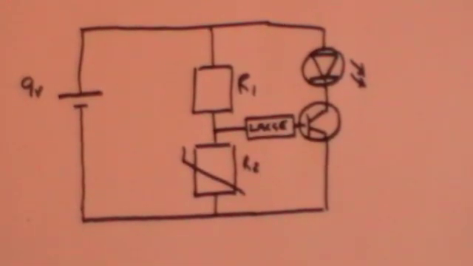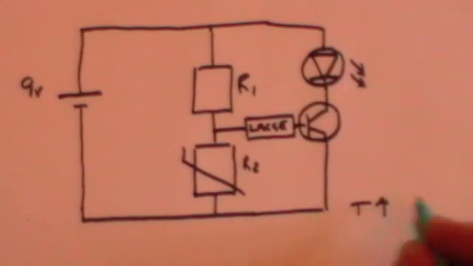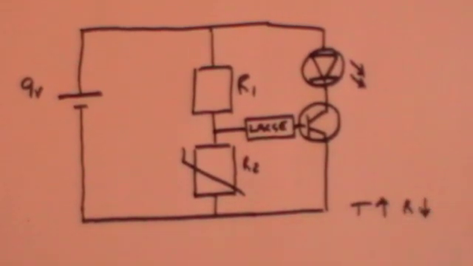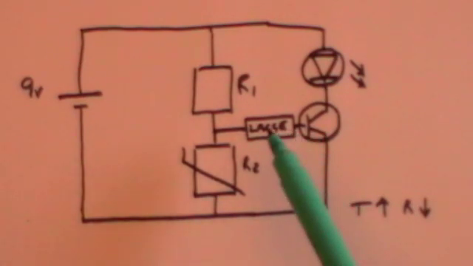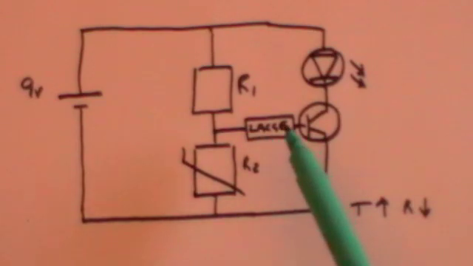Now just remember, the point about a thermistor is that as the temperature increases, the resistance decreases. So when the temperature is high, the resistance is low. When the temperature is low, the resistance is high. So this will vary its resistance as the temperature changes. Here we've got a very large resistance. Why? Because I said we only need a small current going in through the base. So a large resistance makes sure that you don't have too big a current going into the base.